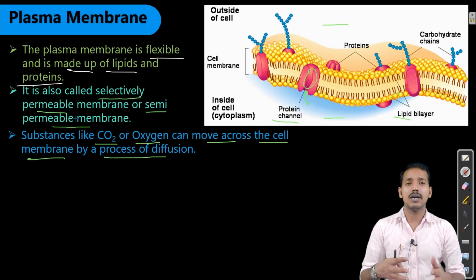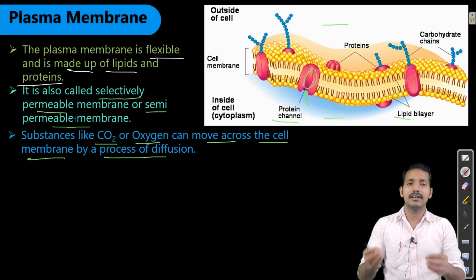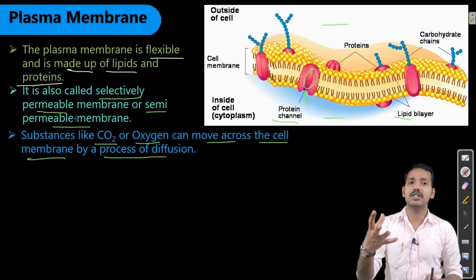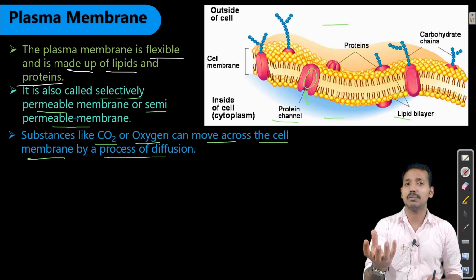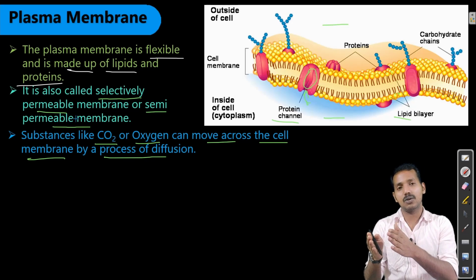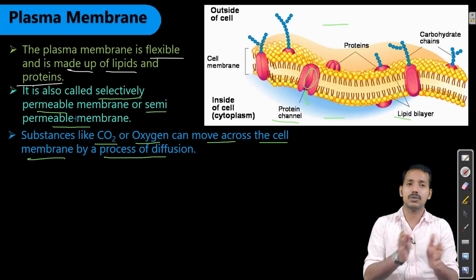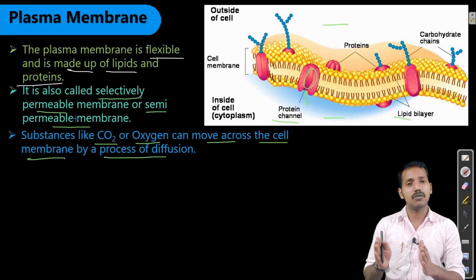How is it? Sometimes when the impurities and the carbon dioxide become more inside the cell, then the concentration of carbon dioxide becomes high in the cell compared to the exterior of the cell. That means the carbon dioxide will move from the region of higher concentration, that means from inside the cell to the outer part of the cell. That means carbon dioxide is the waste which will be removed from the inner part of the cell to the outer part by the process of diffusion.